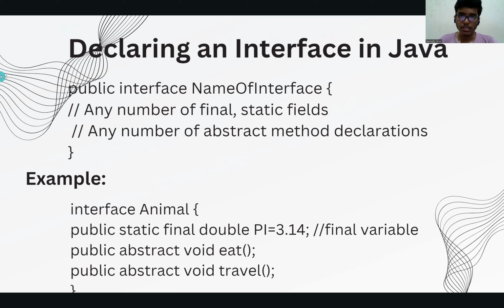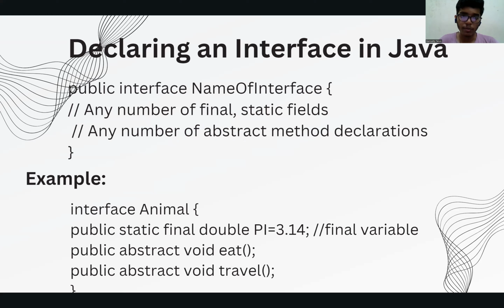So what is the syntax to declare an interface in Java? This is the syntax we can follow in order to declare an interface in Java. First we have to write public interface. We have to use the interface keyword in order to declare an interface. So public interface and the name of the interface. This interface may contain any number of final static variables, and it can contain any number of abstract method declarations. We should not implement these abstract methods in the interface.